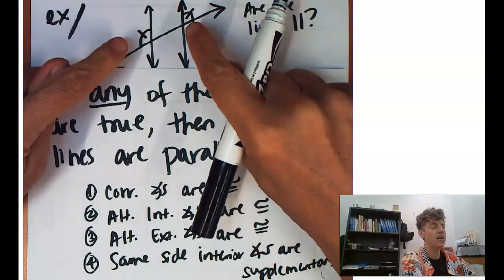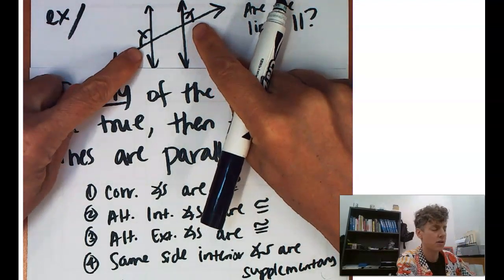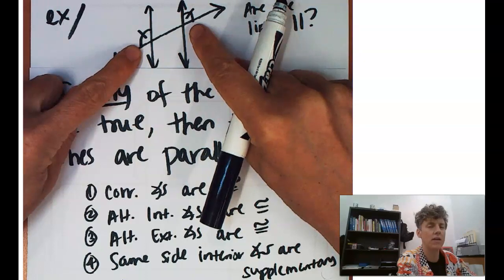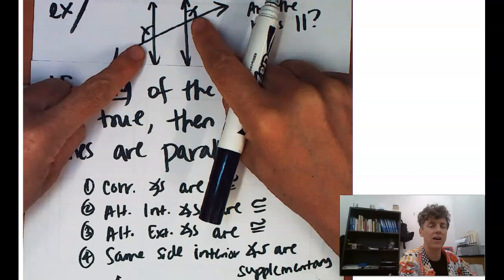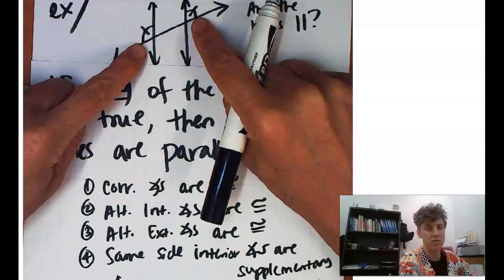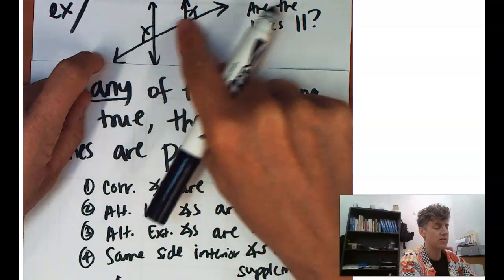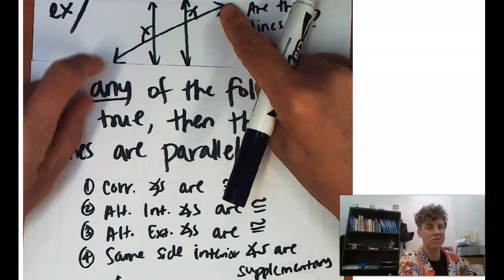Well, who are you guys? You seem to be on the outside of these two lines, so you're exterior angles. But you're on the same side of the transversal.